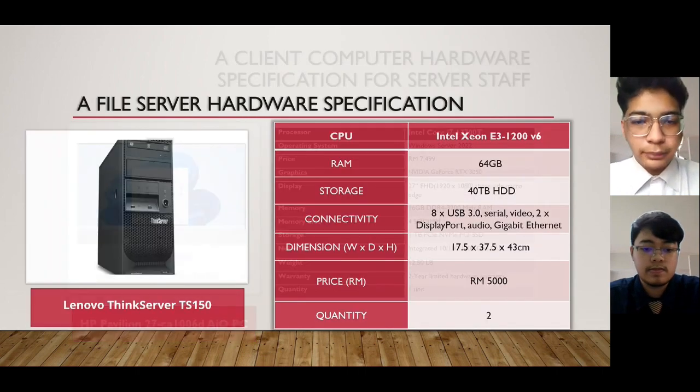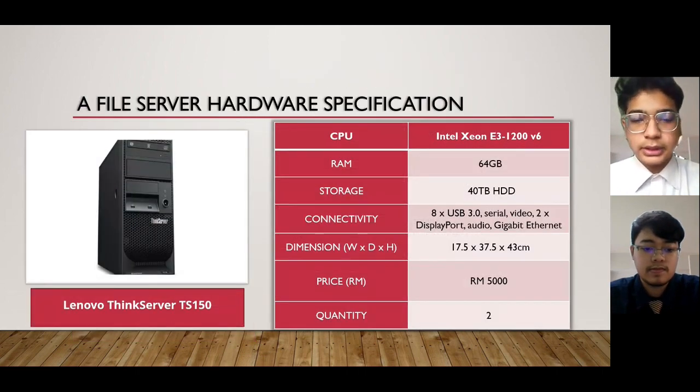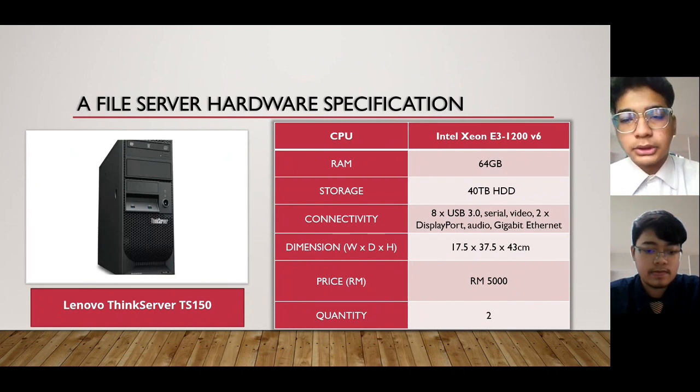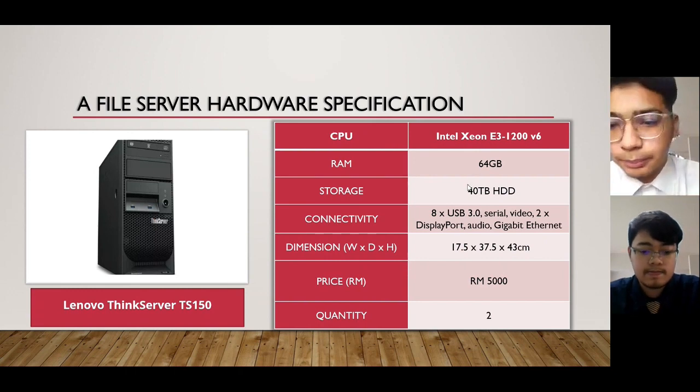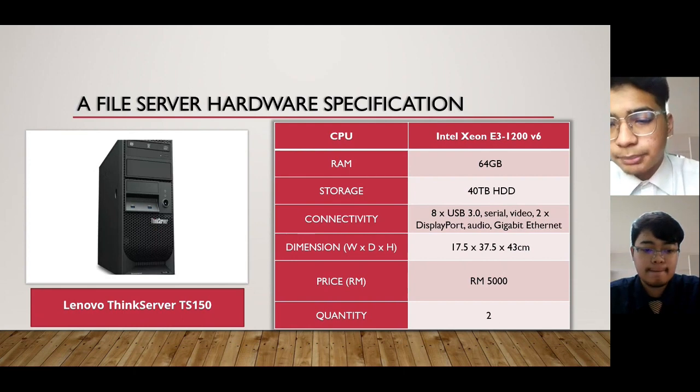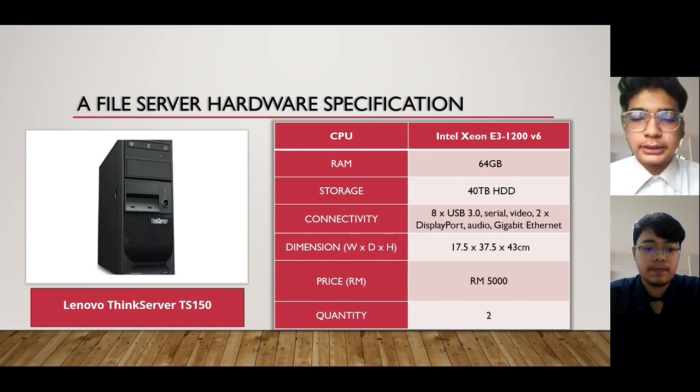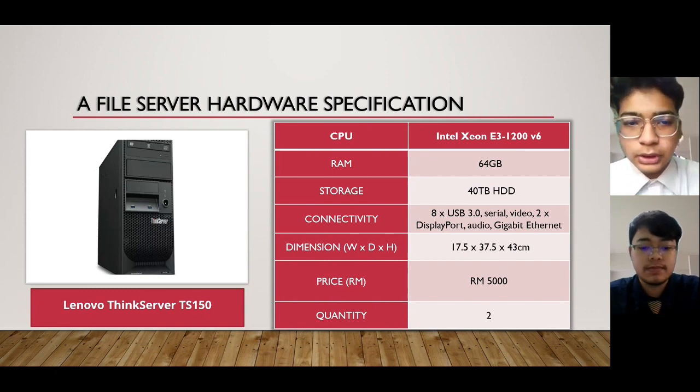For the file server hardware specification, we use Lenovo T7. The CPU is Intel Xeon, and the RAM is 64 GB. The storage is 40 TB SSD. For the connectivity, it has 8 ports for USB 3.0, serial, video, 2 display ports, audio, and gigabit Ethernet. The price is 500 ringgit. The quantity is 2.